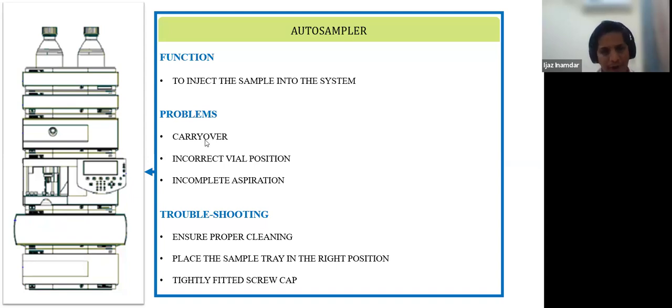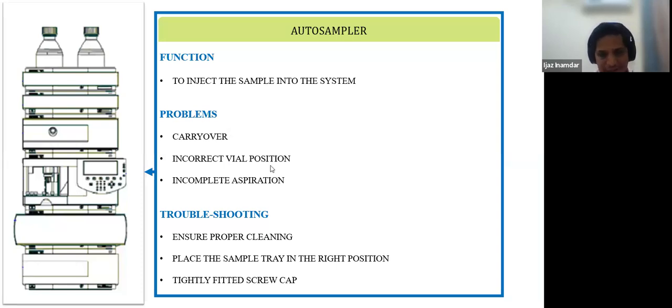Carryover. Carryover is an important problem. Let's say you are injecting three samples together, sample A, sample B, and sample C. Those three samples are totally different. But the signal you got in sample A, you are still getting in sample B also. That means carryover. Some part of sample A got stuck to your tubing or injector assembly, and that is being shown in sample B as well. So carryover is an important thing that you should look into.